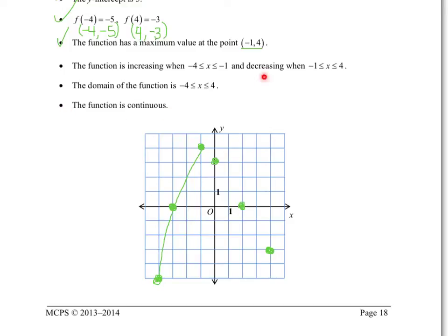Now the last part says it's decreasing when -1 is less than or equal to x, which is less than or equal to 4. So from this point, I'm going down. And therefore, I've taken care of that. It's increasing and decreasing. I've taken care of the domain, and I've taken care of the fact that it's continuous. Yours might not look exactly like mine, depending on the way you drew your curve, but it more or less should look like this. And if so, you've done this question correctly.